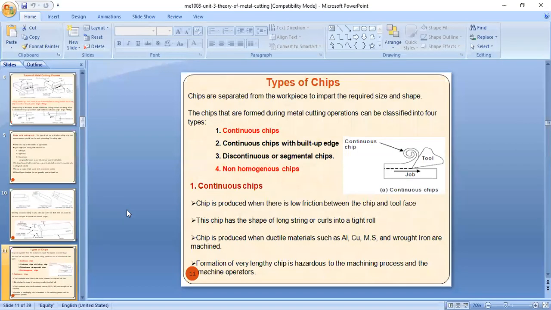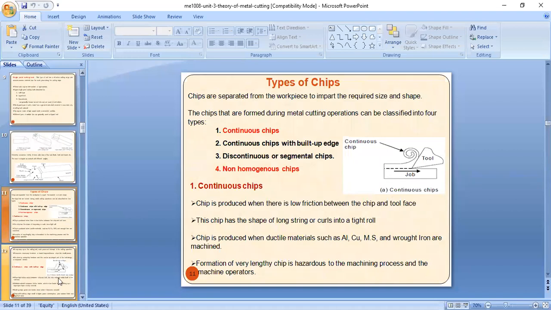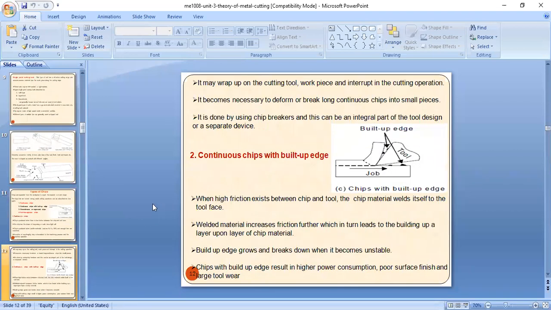So it is not good for the machining process as well as for the machine operators, because it may stick to the tool and form a built-up edge. But here we'll take precaution in the tool design itself by going for chip breakers. In the next slide we'll discuss chip breakers. That continuous chip may wrap on the cutting tool or workpiece and interrupt the cutting operation if it is a lengthy chip. So we have to deform the chip or break the long continuous chip into small pieces.